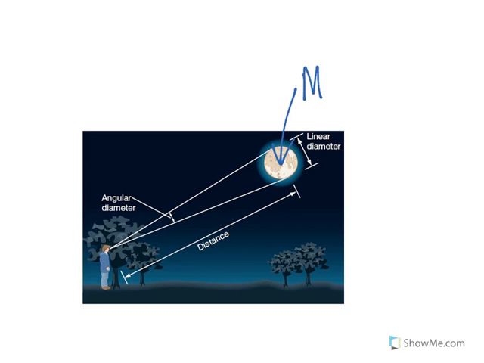So let's say the object we're looking at is the moon. The radius of the moon is equal to half the diameter, and thus the diameter is equal to twice the radius. The distance is how far away your eyes are from the center of that celestial object. You can look in the appendices in your textbook for the linear radius and the distance to certain celestial objects.